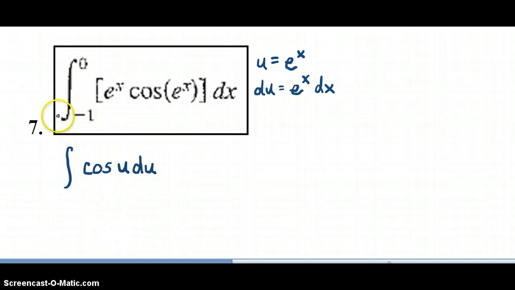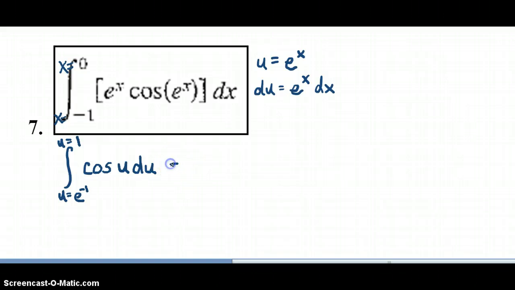We're going to change our limits again. They are currently in terms of x up here. We want to change them to be in terms of u. So our lower limit is negative 1 in terms of x. If we put a negative 1 in over here, we get e to the negative 1 power, which could also be written as 1 over e. And when x is 0, e to the 0 power is 1.